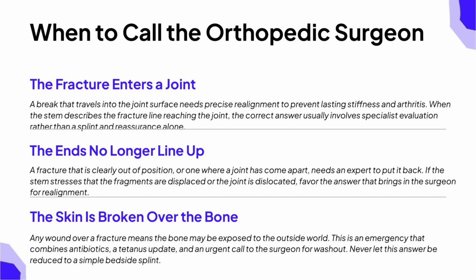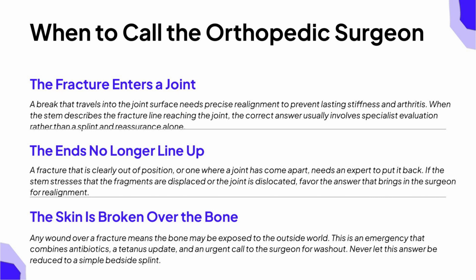Now, the part that separates a passing answer from a dangerous one. Knowing when to call the orthopedic surgeon. There are three signals, and the test writers plant them deliberately. First, the fracture enters a joint. A break that travels into the joint surface needs precise realignment, or the patient is left with stiffness and arthritis, so the correct answer leans towards specialist evaluation rather than a splint alone.